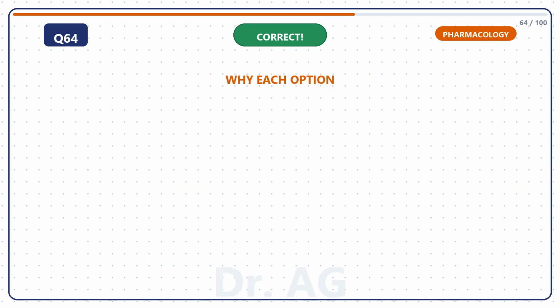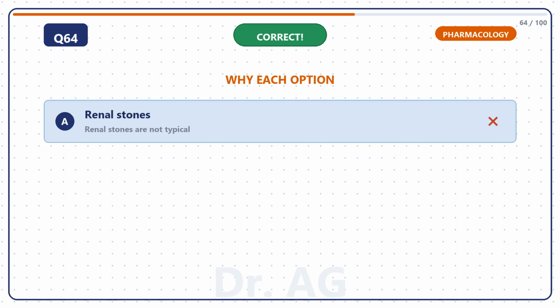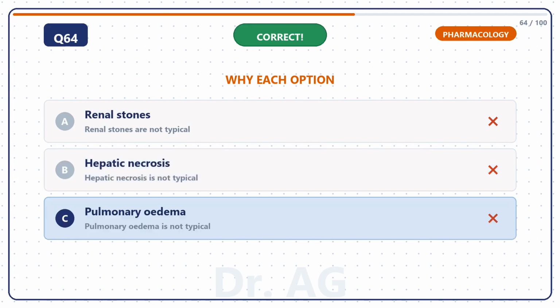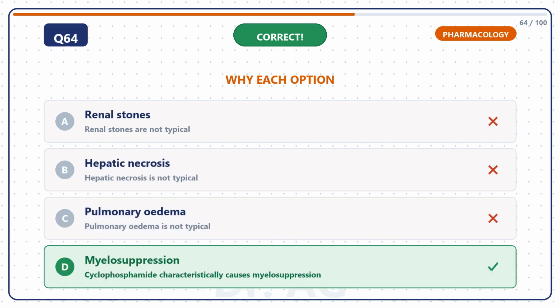Myelosuppression. Let's go through the options. Renal stones. Renal stones are not typical. Hepatic necrosis. Hepatic necrosis is not typical. Pulmonary edema. Pulmonary edema is not typical. And the correct answer is myelosuppression. Cyclophosphamide characteristically causes myelosuppression. So, the right answer is option D.